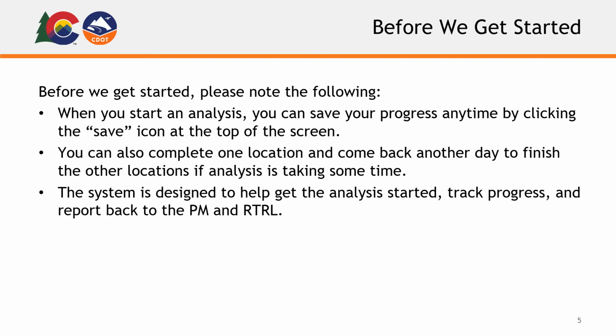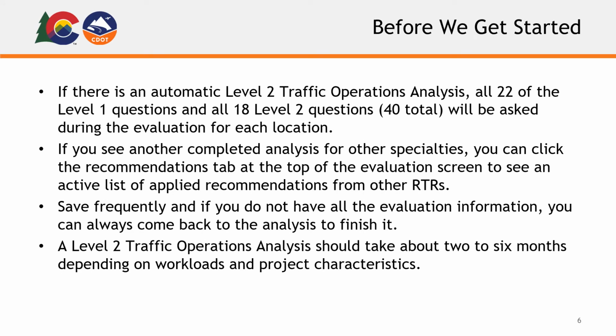The system is designed to help get the analysis started, track progress, and report back to the project manager and RTRL. If there is an automatic Level 2 traffic operations analysis, all 22 of the Level 1 questions and all 18 Level 2 questions, 40 total, will be asked during the evaluation for each location. If you see another completed analysis for other specialties, you can click the Recommendations tab at the top of the evaluation screen to see an active list of applied recommendations from other RTRs.